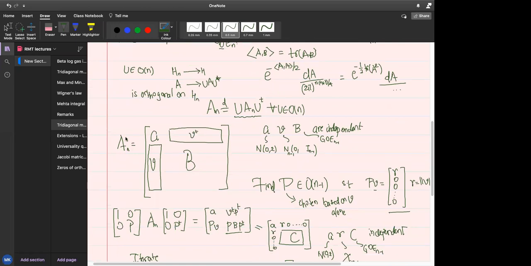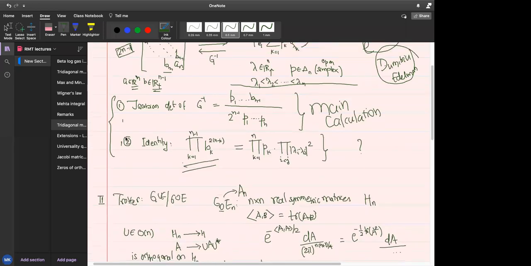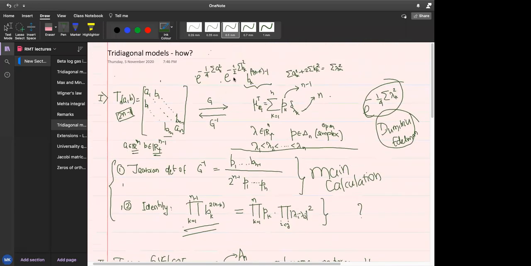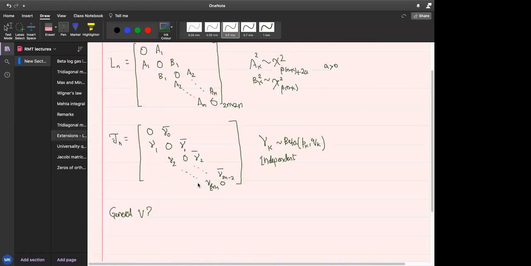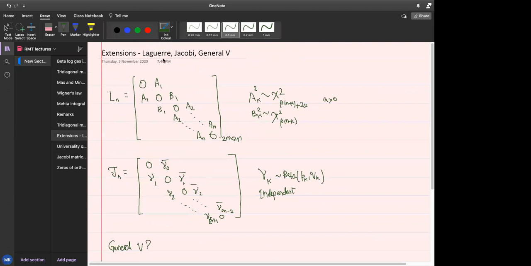Okay, so that is the tridiagonal matrix for this beta log gas with the quadratic potential. There are other standard random matrices. Let me indicate three questions. There are two other families of random matrices which often come up: the Laguerre ensemble and the Jacobi ensemble. Let me say what the Laguerre ensemble is.